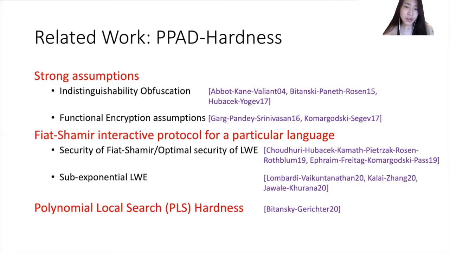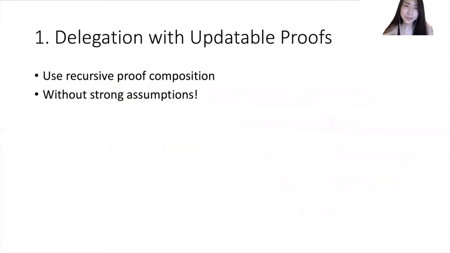Another related work shows the hardness of PLS, which is another class of total search problems. And they proceed by making the KPY delegation scheme have updatable proofs. But for PPAD hardness, we will need both the updatability and unambiguity properties. So for the rest of this talk, we'll just focus on the delegation scheme, and we'll start with showing how to make its proofs updatable.